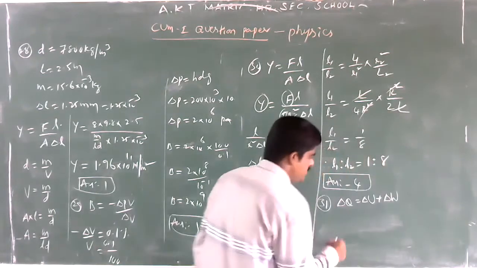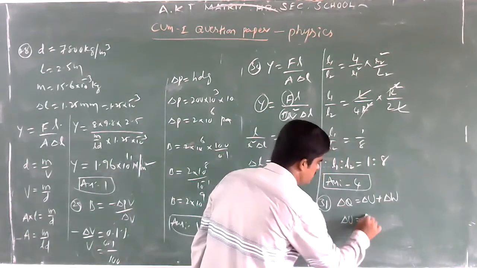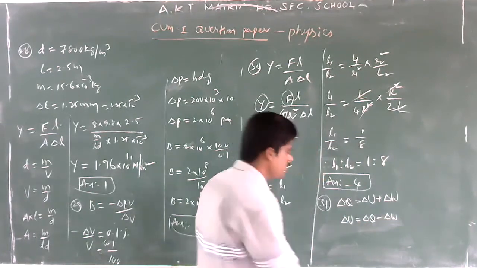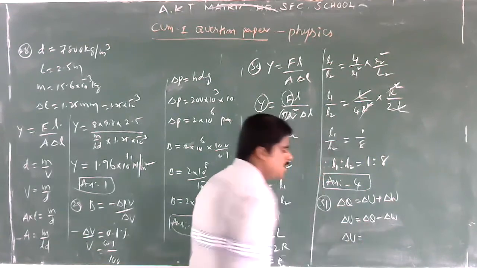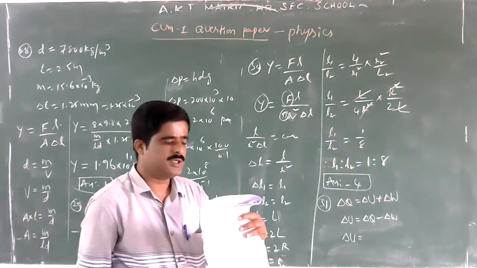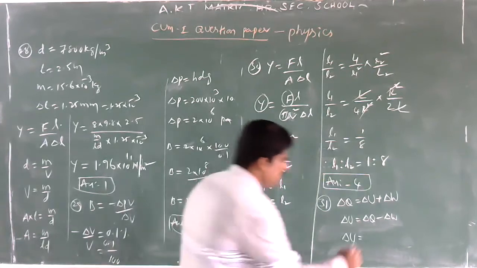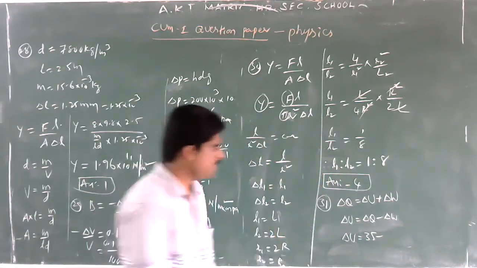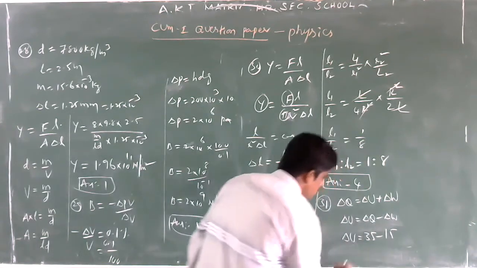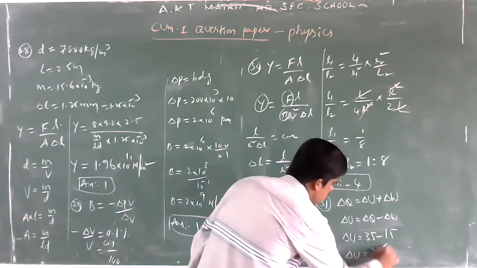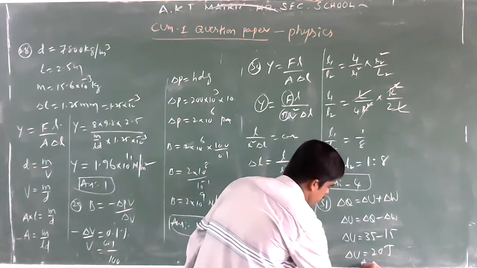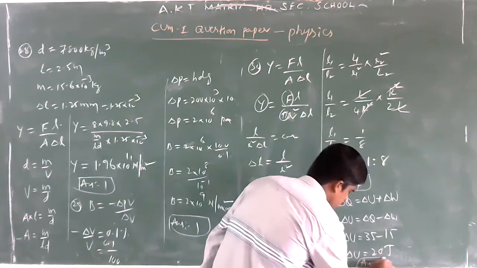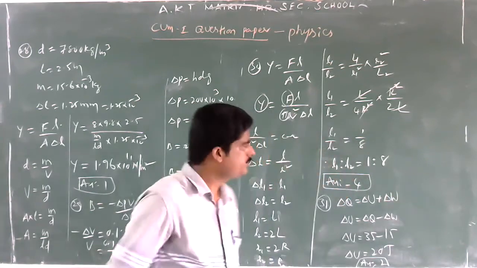So delta U is the change in internal energy. Delta U is equal to delta Q minus delta W. How much heat is supplied to the system? 35 joules, delta Q is 35, minus how much work is done? 15 joules. 35 minus 15 is 20. So the change in internal energy is 20 joules. So which option is correct for this question? Second option is correct.